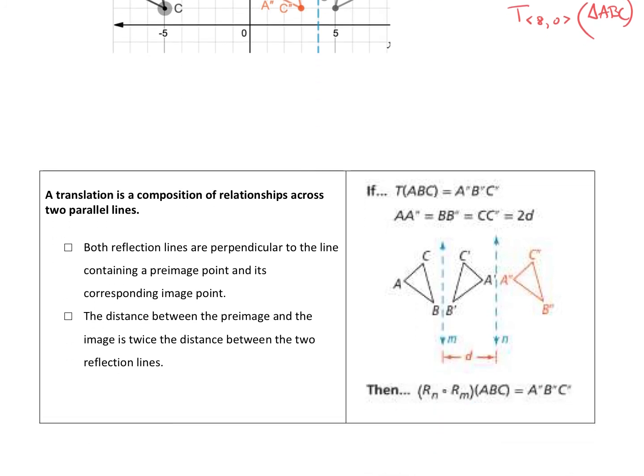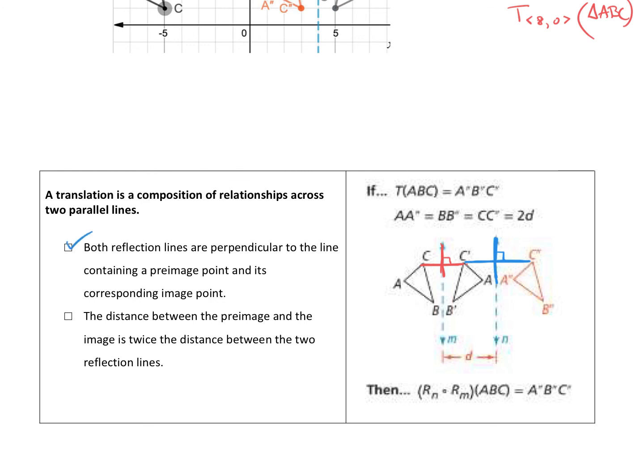So a translation is a composition of reflections across two parallel lines. Both reflection lines are perpendicular to the line containing a pre-image point and its corresponding image point. So what we're saying there is, if I were to connect C to C prime, the reflection line right here is perpendicular. If I were to connect C prime to C double prime, and here's that reflection line, those are perpendicular. So that's what that is saying.